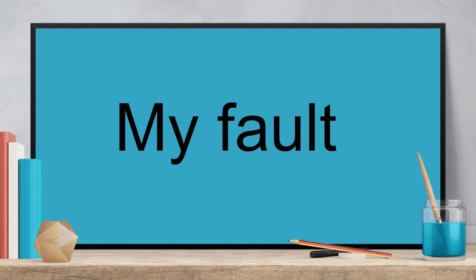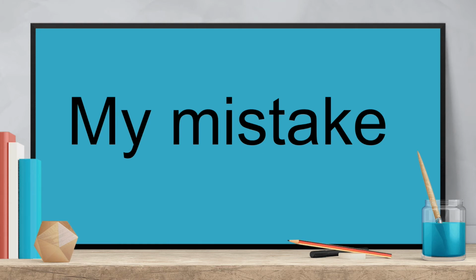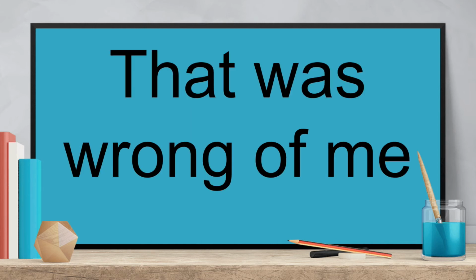These phrases are much shorter and more informal. And another phrase that fits into this category is my mistake. So we have three phrases that are practically the same: my bad, my fault, and my mistake. Next, let's look at the phrase that was wrong of me. So again, this is a phrase that tells the person, I understand that I was not right. It's not exactly an apology, but people will understand it in the same way.